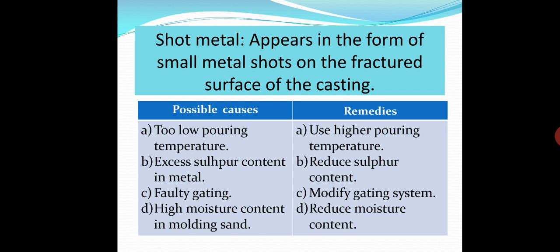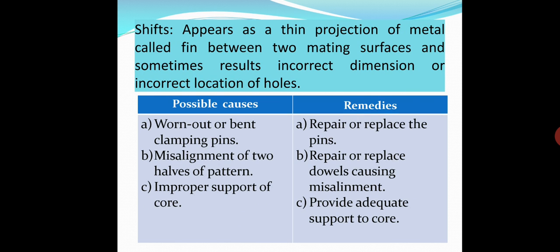Next is short metal. Appears in the form of small metal shots on the fractured surface of the casting. So short metal is caused due to too low pouring temperature, excess sulfur content in metal, faulty gating system, high moisture content in molding sand. So to avoid this defect, we have to use higher pouring temperature, reduce sulfur content, modify gating system and reduce moisture content. Next is shifts.